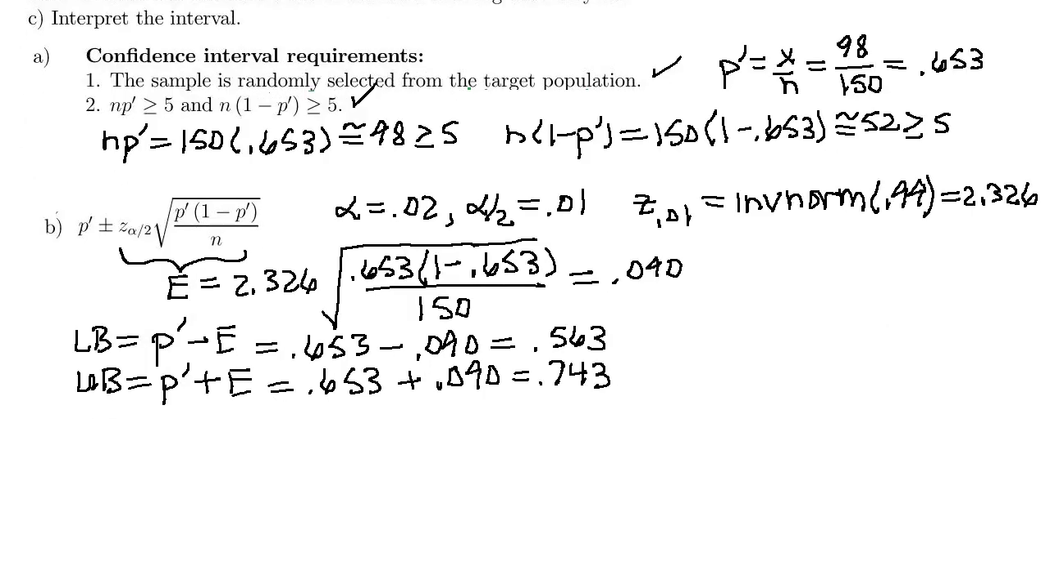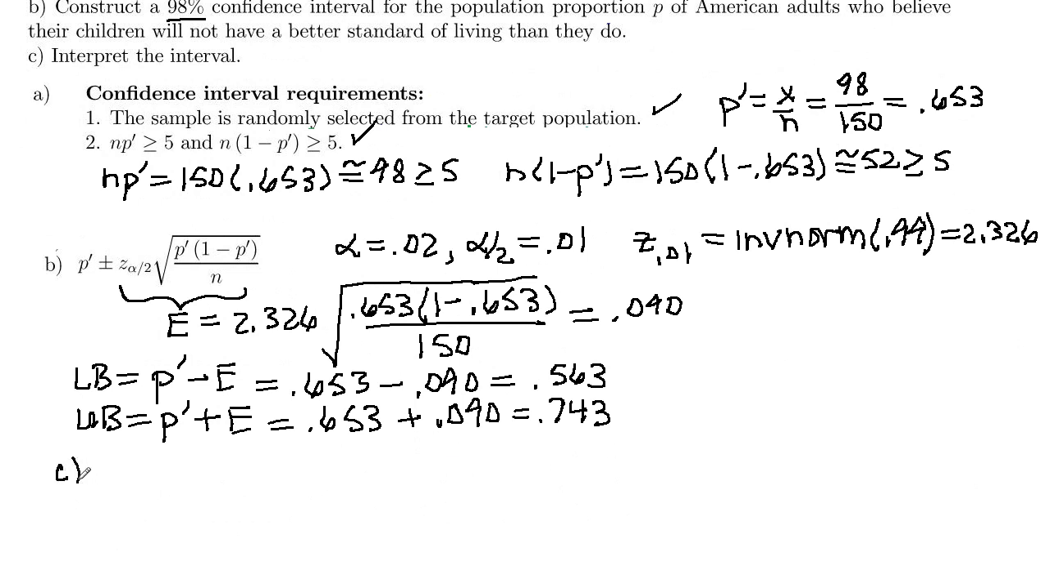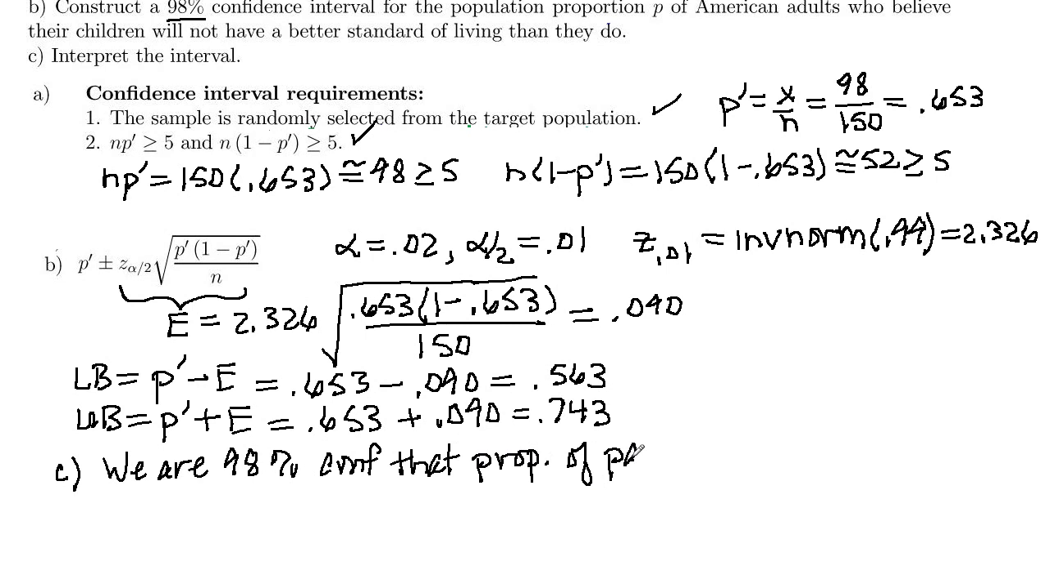And then we want to interpret the interval. So we are 98% confident that the proportion of parents, and this is going to be parents who believe that their kids are not going to have a better standard of living, that proportion of parents is between 0.563 and 0.743.